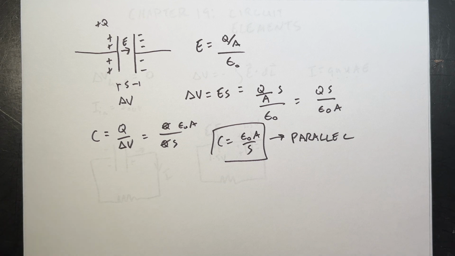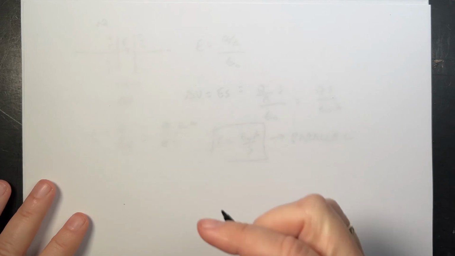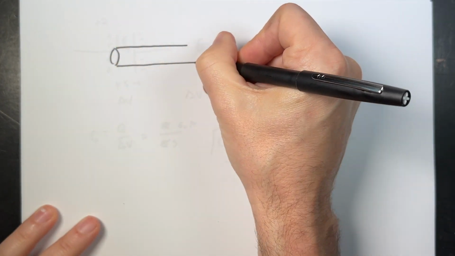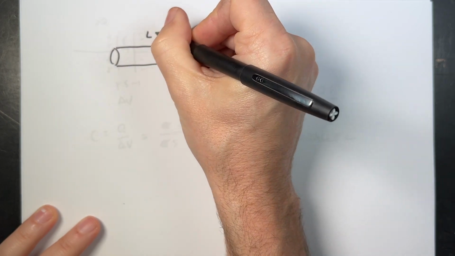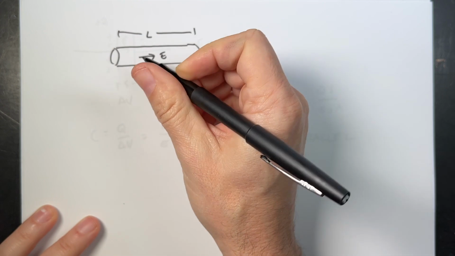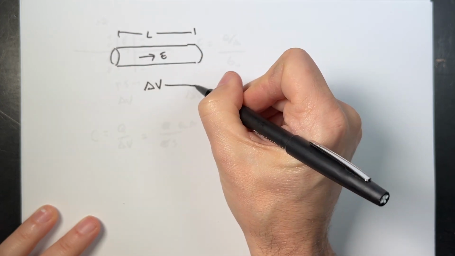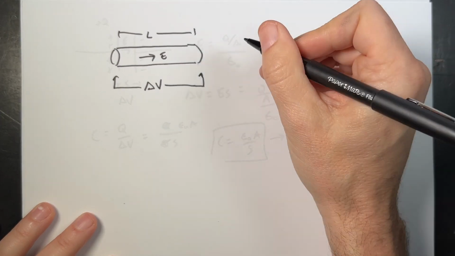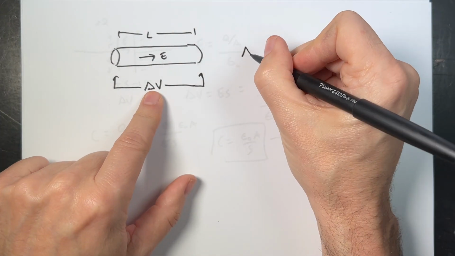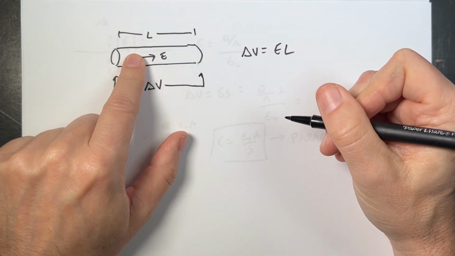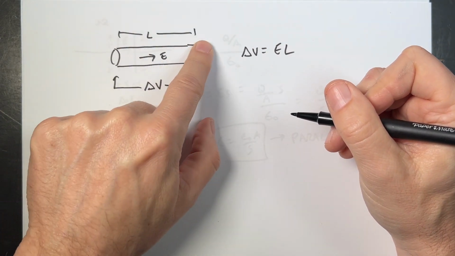Next, let's look at resistors. And I kind of already hinted at this before. But imagine that I have a wire, and it has a length L. There's an electric field inside of there, and I can measure a change in potential over the ends like that. Well, I know that the magnitude of that change in potential is E times L, right? Because if that's a constant electric field, it depends on the length right there.